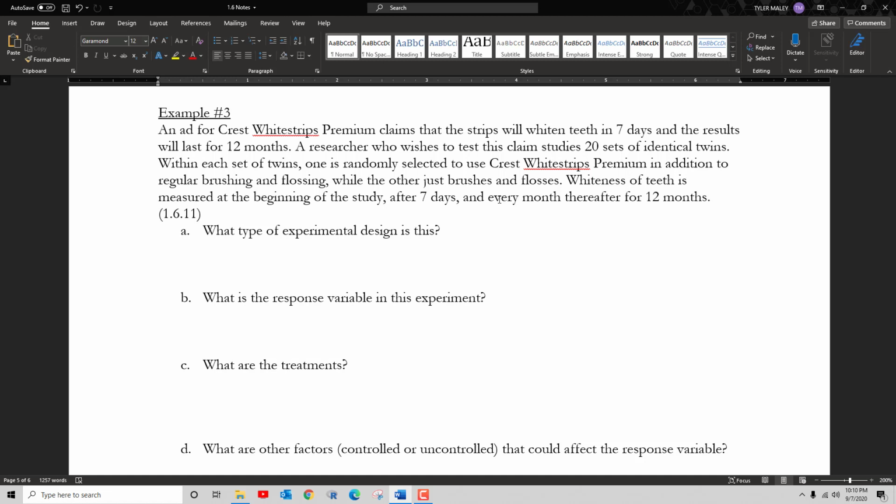Whiteness of teeth is measured at the beginning of the study, after 7 days, and every month thereafter for 12 months. Part A says, what type of experimental design is this? This would be matched pairs. We're matching with twins. So matched pairs design.